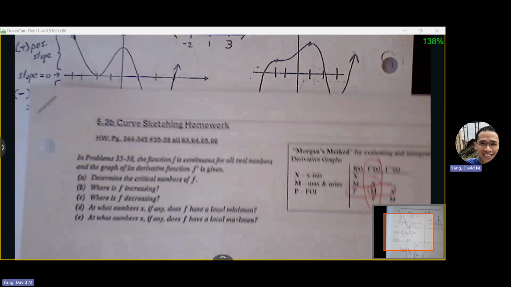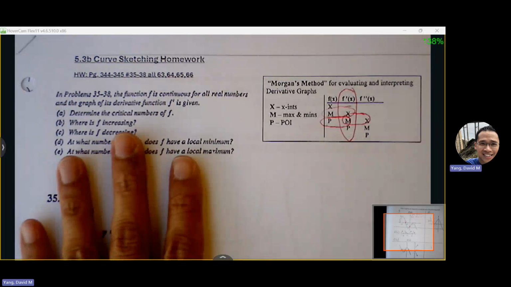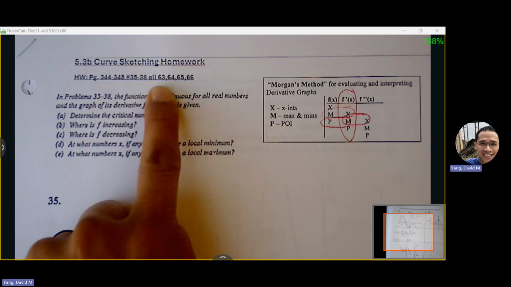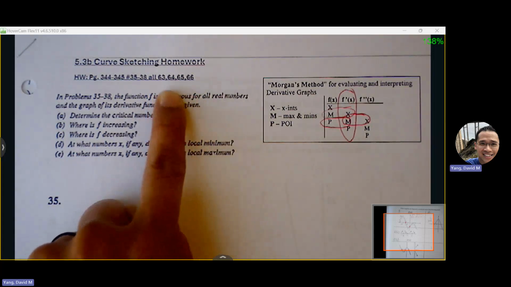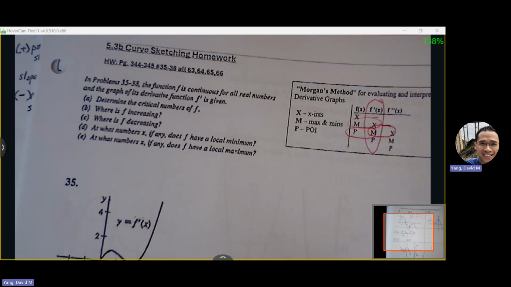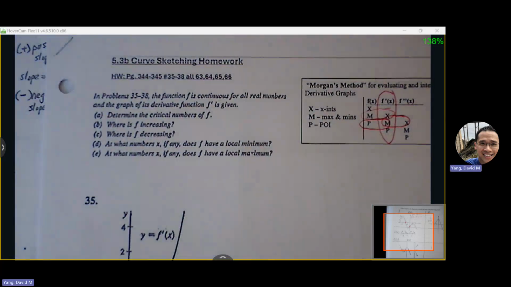Okay. All right, your homework, I put this on a separate sheet for you. I have 35 to 38, 63 to 66, all on your worksheet. And then the key I attached to the very back. So just work through these pages, and this will be your homework.